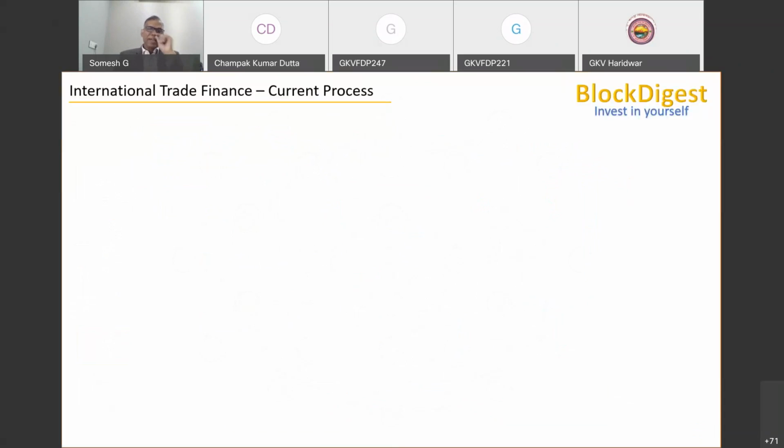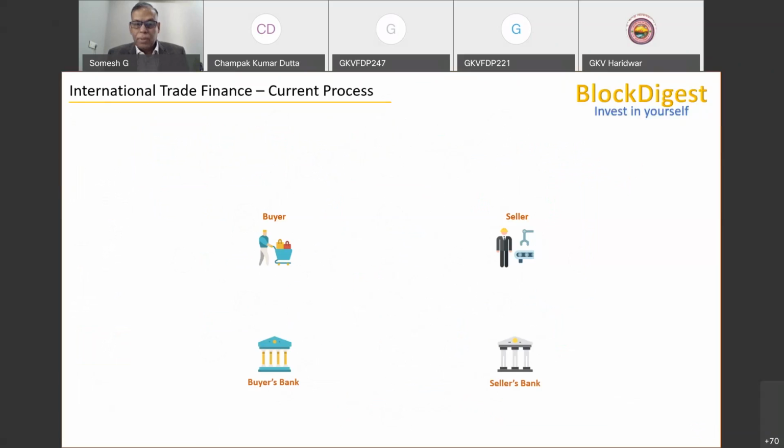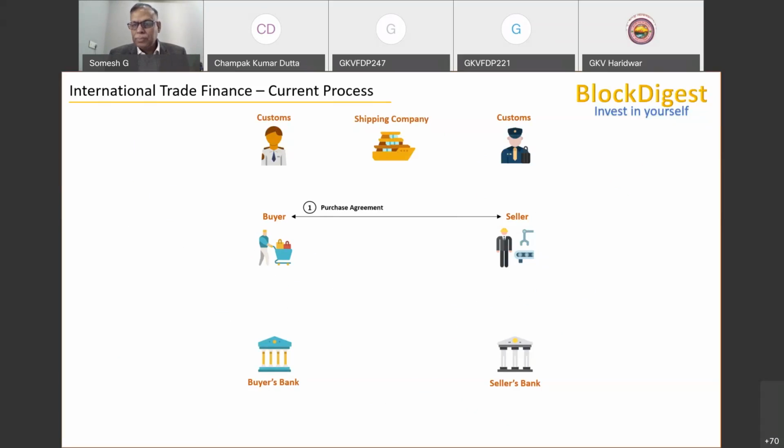Okay, international trade finance. Let's look at what the current process is. You have a buyer, you have a seller. There are national borders between the two, and that's why it's international trade finance. The seller does not want to sell without some kind of upfront guarantee or payment because the buyer is in another country, and hence you involve the seller's bank and buyer's bank, and then there are customs. In this simplified representation, the shipping company, buyer and seller make a purchase agreement. The buyer wants to give a guarantee to the seller and hence requests a letter of credit.